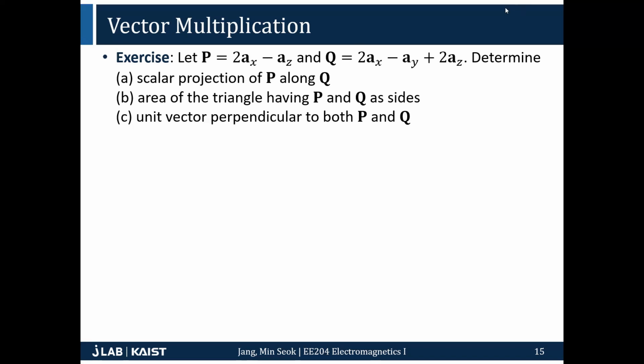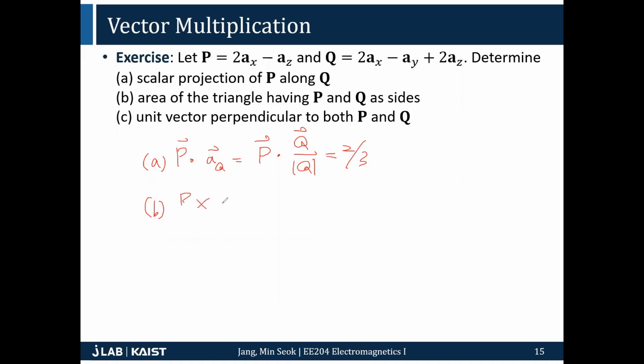Let's do it one by one. I don't want to go into the detailed solution, but the scalar product of P along Q is P dot a_Q, right? P along the direction of Q. And a_Q is Q divided by the magnitude of Q, right? So this is 2/3.